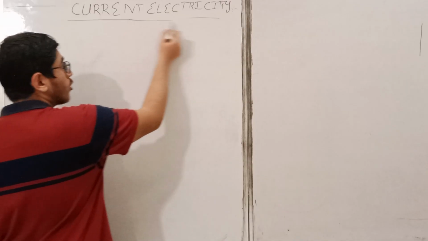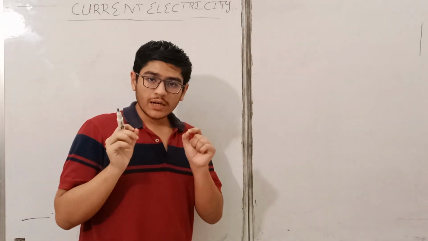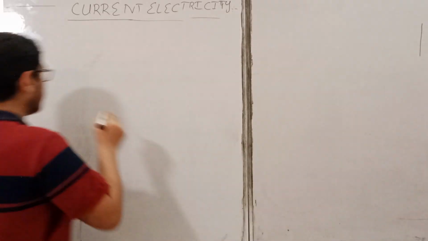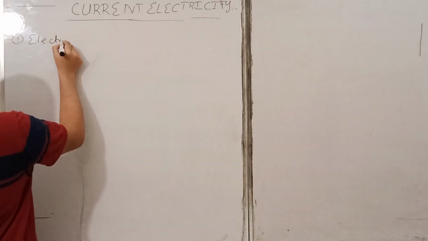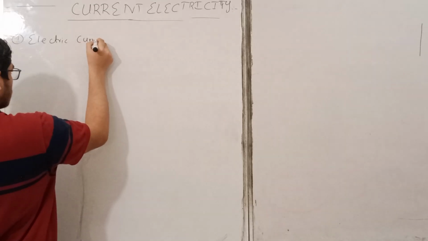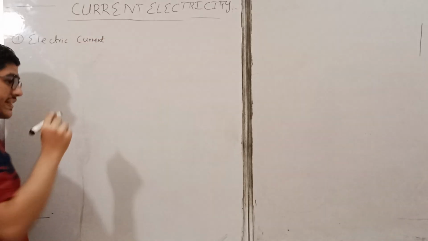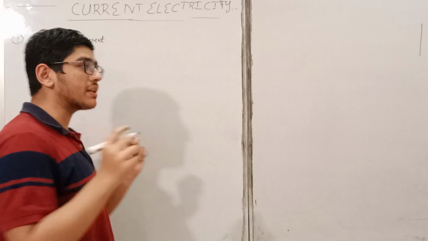Okay, so the first important quantity or terminology in current electricity is electric current. Electric current is represented by the symbol capital I.